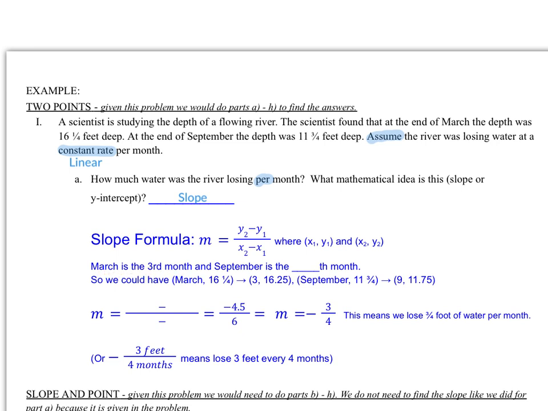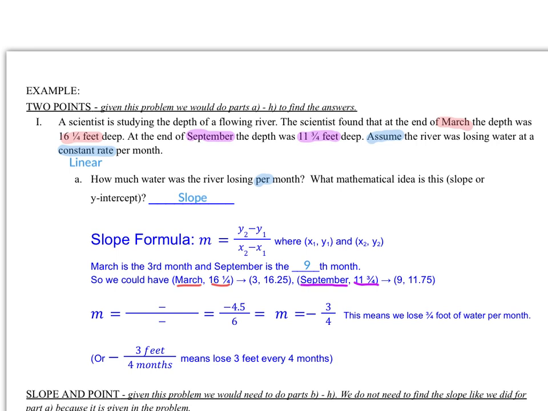March is the 3rd month. September is the 9th month. So we would have March, comma 16¼. That was what it told us up here. And September was 11¾ feet deep. I can turn March into the 3rd month. 16¼ is 16.25. And September is the 9th month. And 11¾ is 11.75.